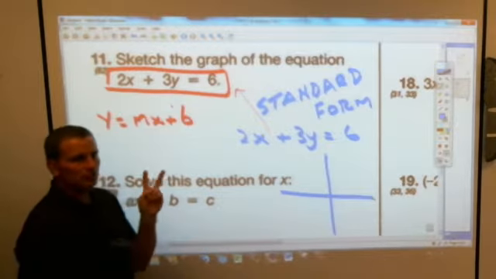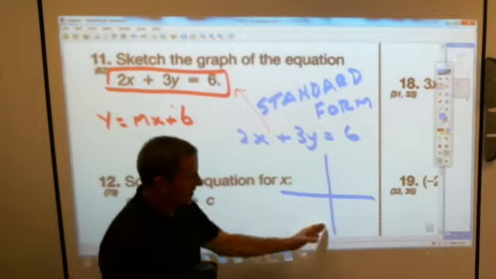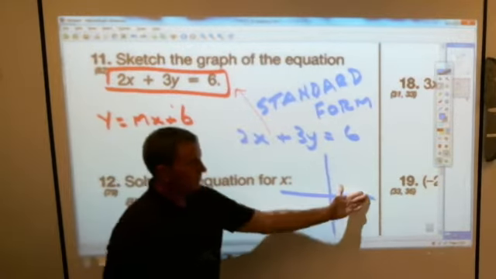I find the two places it crosses the axes. Well, one place crosses the y, one place crosses the x. Two different points there. Okay. And how do I find where it crosses the x-axis and the y-axis?